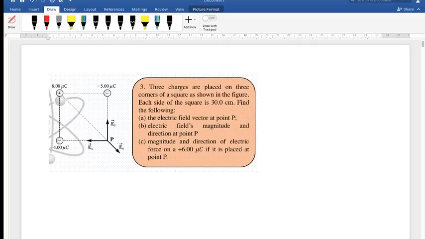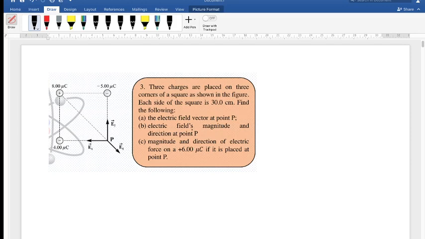Hello everyone. So sample problem number 3. Three charges are placed on 3 corners of a square as shown in the figure. Each side of the square is 30 centimeters. Find the following. A, the electric field vector at point P.